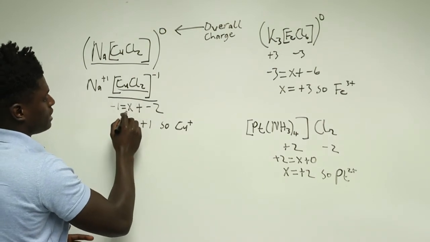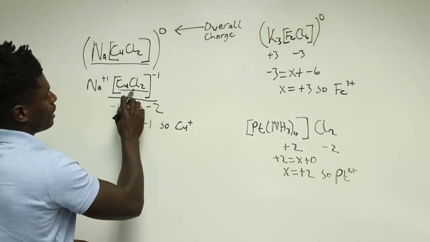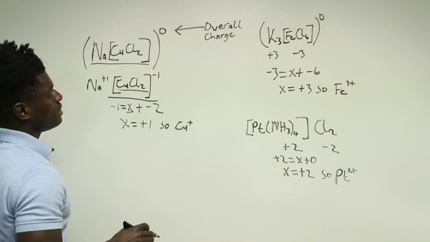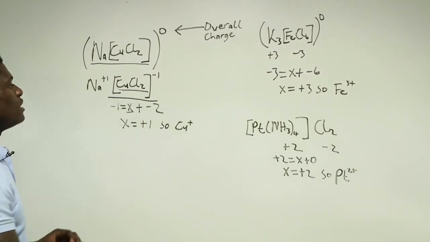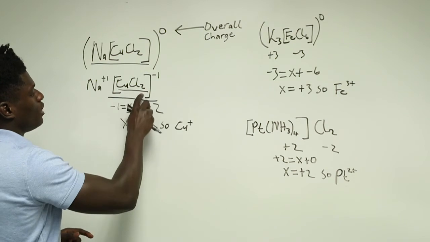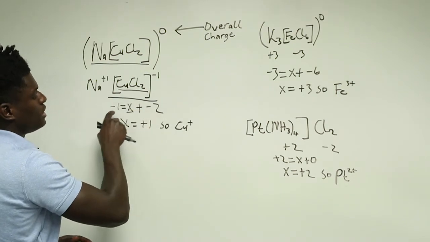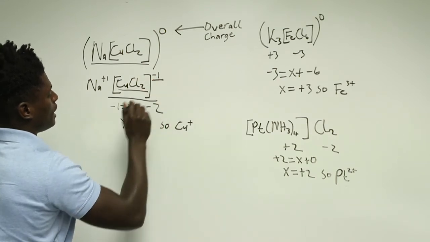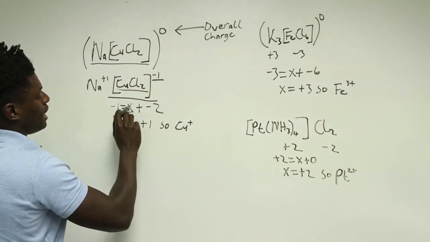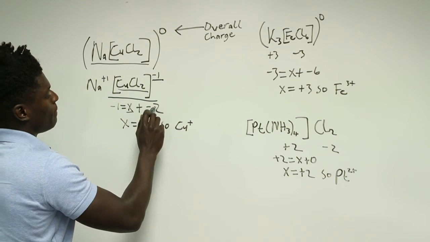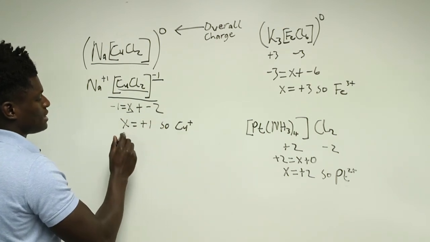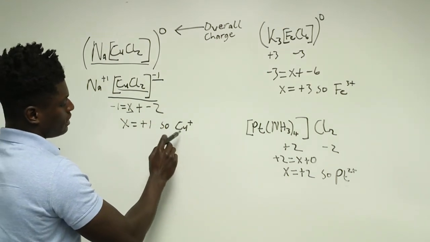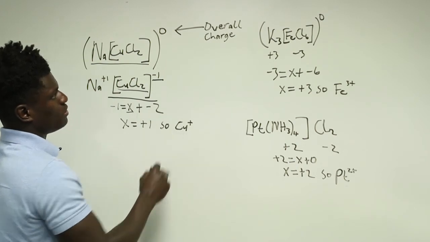So you're going to label that as X plus whatever the charge of everything else is, because you should know those charges, right? In this case, chlorine is -1, and we have 2 of them, so the overall charge of the entire ligand, -1, equals X, our unknown, plus -2. Therefore, X has to be +1, and our metal is going to be Cu+.